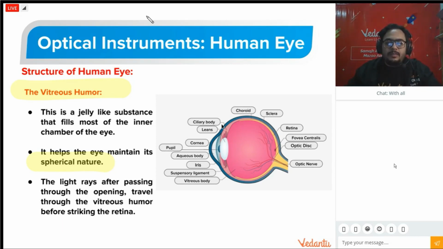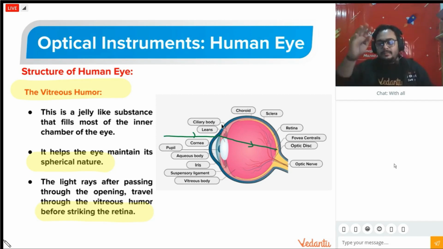Light rays travel through the vitreous humor before striking the retina. So when light rays enter your eye, they move through the vitreous humor and then fall on the retina, which is the last portion of the eye, basically where the image is formed.